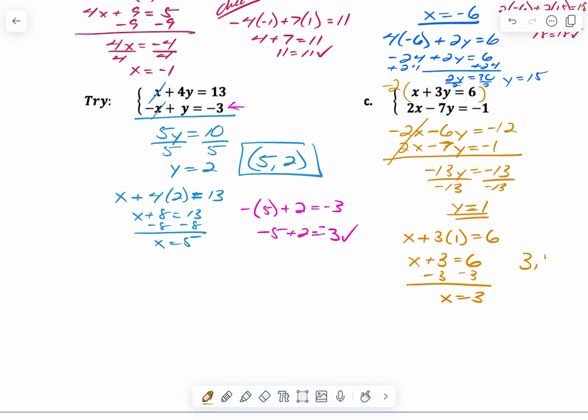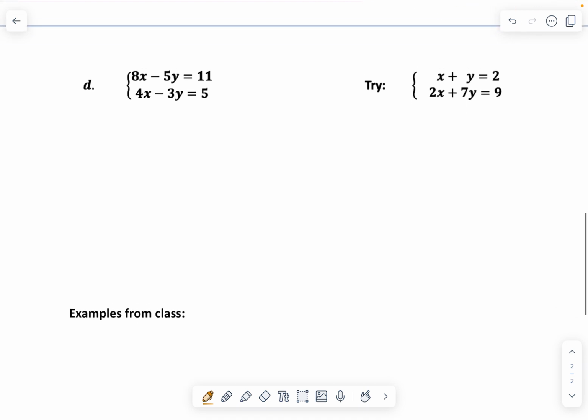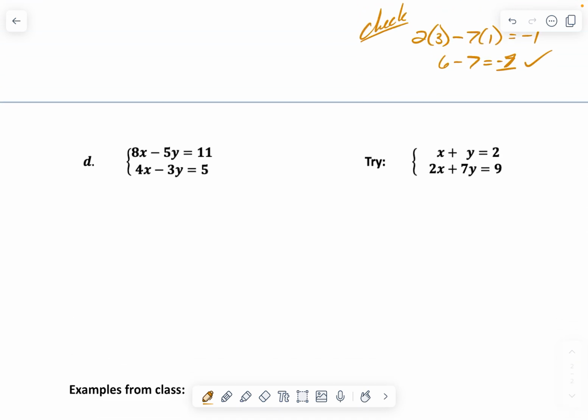So (3, 1) is my solution. To check, I'm going to use the second equation. So 2 times 3 minus 7 times 1 equals negative 1. 6 minus 7 equals negative 1. Check. Oh, we're not done yet. We got 2 more because they can get more interesting.